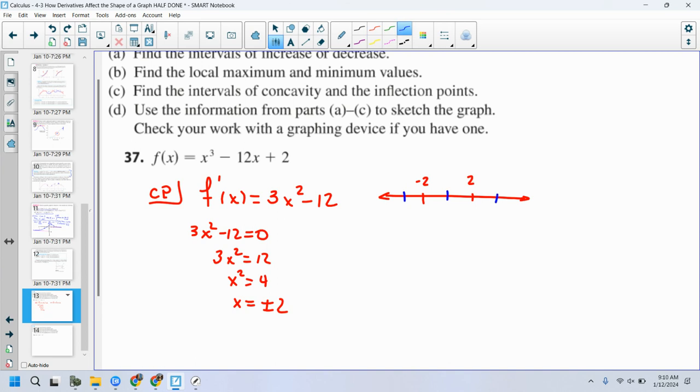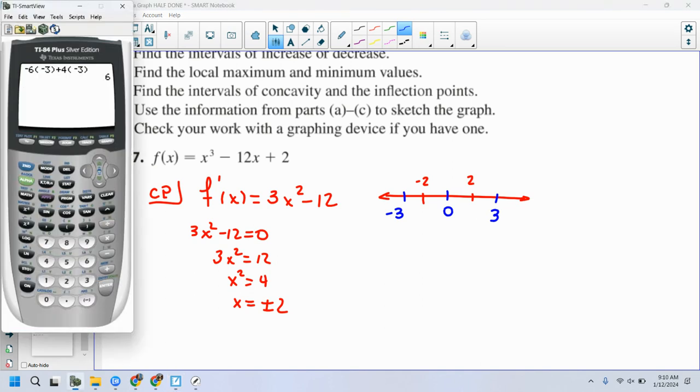So maybe let's pick -3, 0, and 3. Now for the ID test, I run those points through where? The derivative, not the original, but the derivative. Right? Because I need to figure out what's the slope at -3. Is it positive or negative? What's the slope at 0? Is it positive or negative? And to find the slope, I just run it through the derivative.